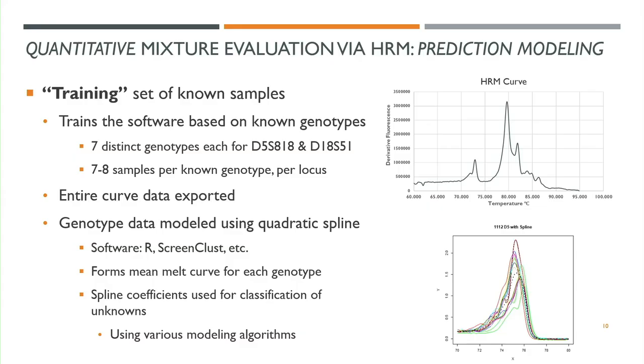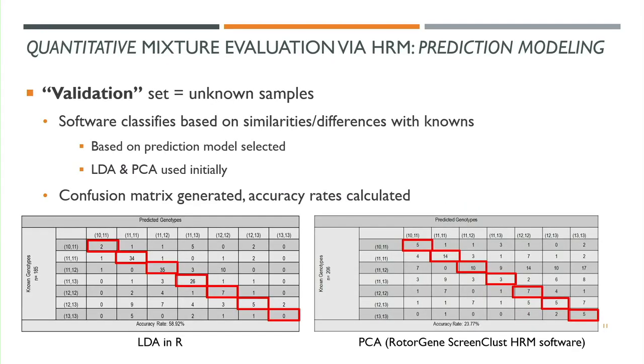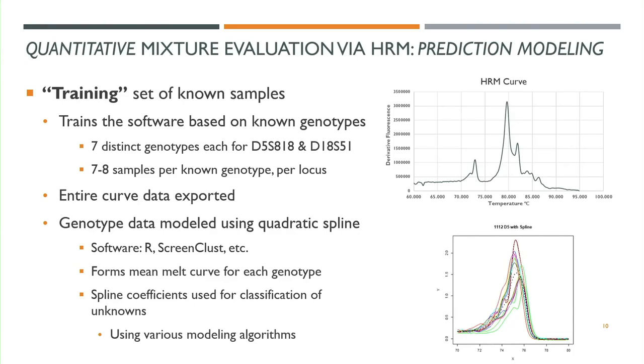So we included in our initial study 7 different samples from 7 different genotypes across those 2 different STR loci, D5 and D18. We took those samples and ran this melt analysis straight out using the amplification and then the melt on the back end, and imported those entire melt curve data, which are very large data sets, particularly within the higher resolution instruments, into other software where we could use them to generate splines.